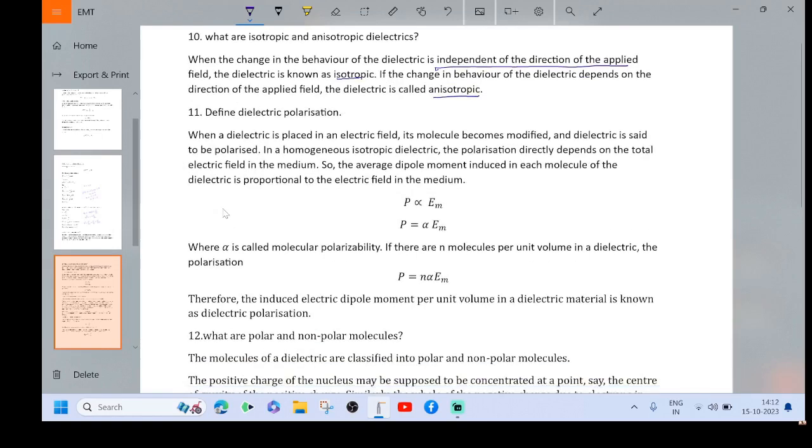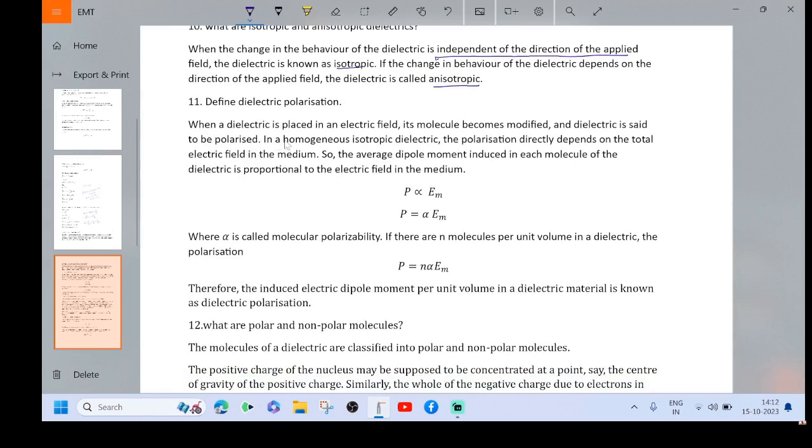Define dielectric polarization. When a dielectric is placed in an electric field, its molecules become modified and the dielectric is said to be polarized. In a homogeneous isotropic dielectric, the polarization directly depends on the total electric field in the medium. So the average dipole moment induced in each molecule of the dielectric is proportional to the electric field in the medium. P is proportional to E_m. P equals alpha times E_m. Alpha is called molecular polarizability.